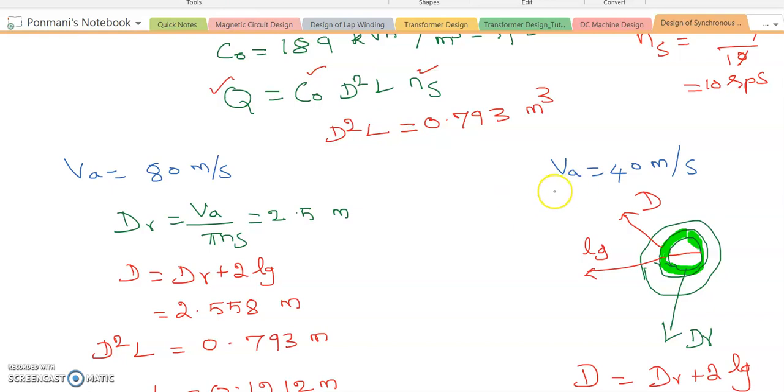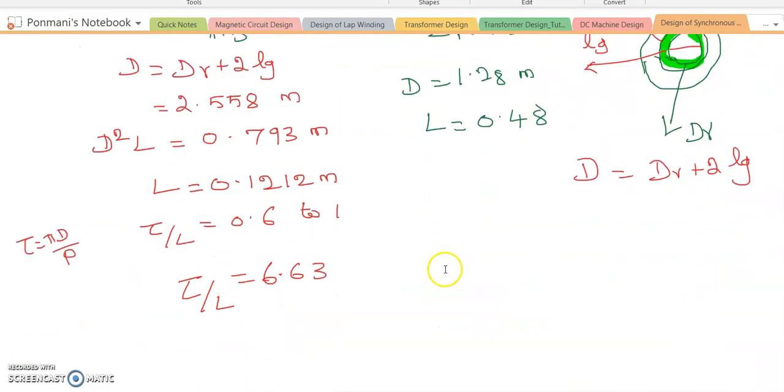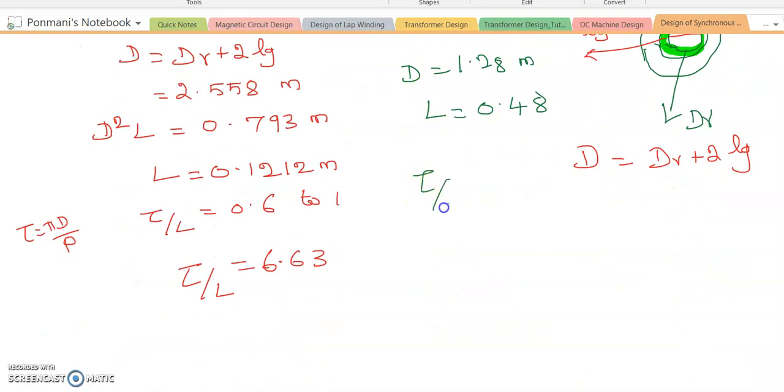So for this particular value of VA equal to 40 meters per second, we substitute this VA and we will be getting dr as 1.27 meters. Then we will be getting d, that is dr plus 2Lg, as 1.28 meters. d square L we already know. So on substituting that we will be getting L is equal to 0.48. By knowing d we are calculating L. And based on this d and L value we will be calculating the tau to L ratio. For this value we will be getting 0.84.